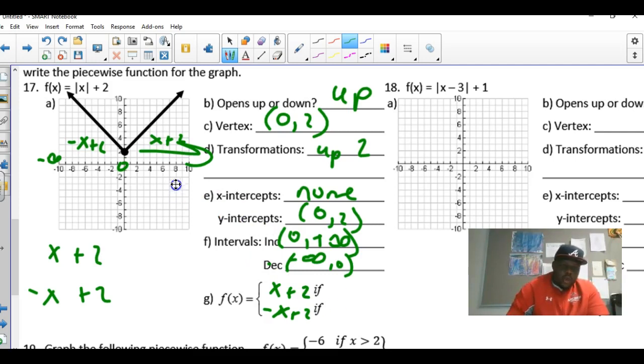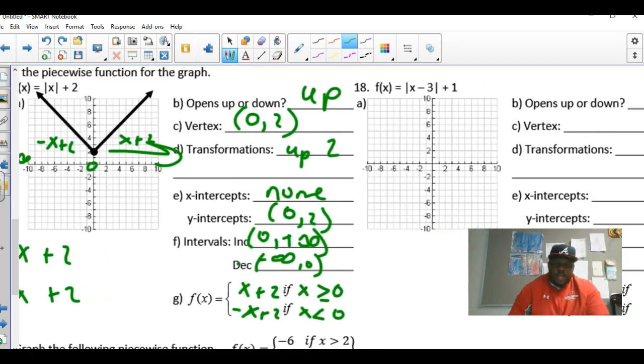So here we're going to say x is greater than 0. We'll put the equal to under that one. And here we're going to say x is less than 0. We don't need the equal to on that one. So there are our equations right there, guys. Let's go ahead and look at number 18.